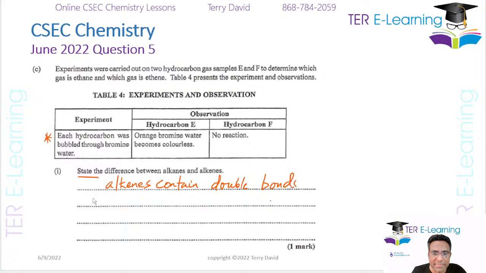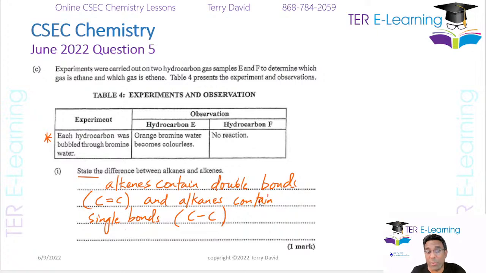Right, you have plenty space here, so you could even put CC. Right, alkenes contain double bonds, and alkanes contain single bonds. Right, and when I say single bonds, I mean carbon to carbon single bonds. There's only one mark, so any simple answer you give, you'll get a mark.